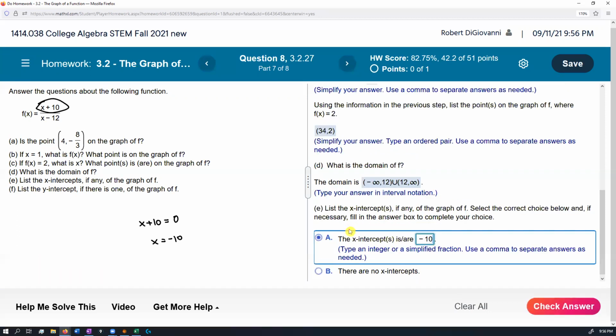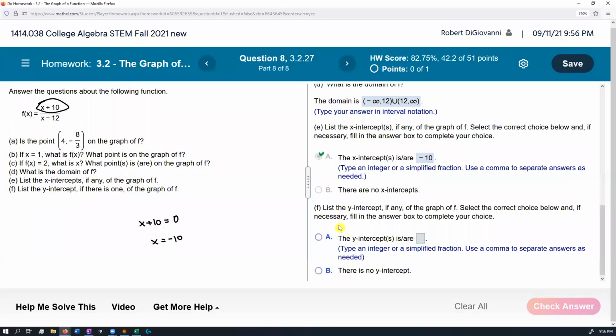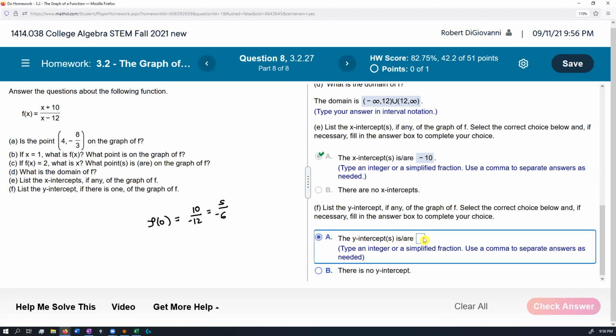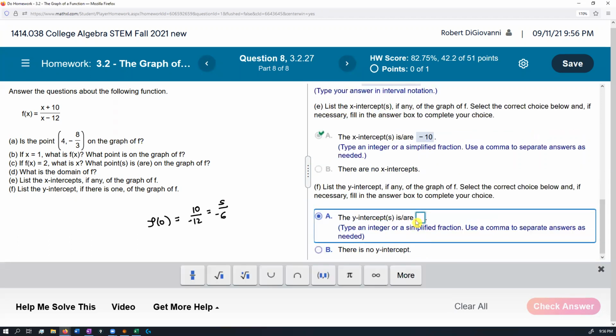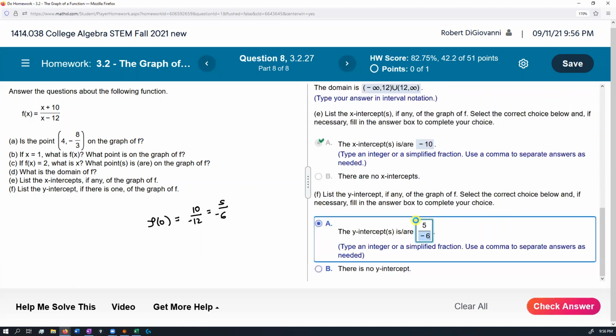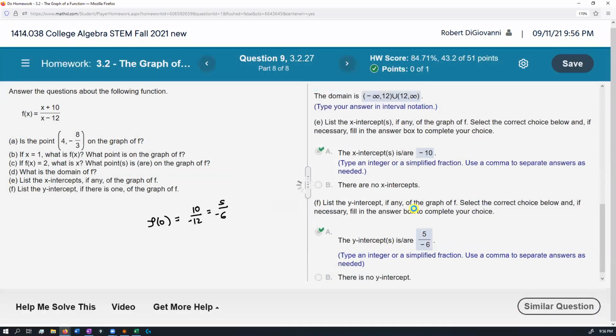Okay, list the y-intercepts. So to find the y-intercept, that's a little different. All we do there is plug 0 into the function. We plug in 0, we get 10 on top and negative 12 on the bottom. That reduces to 5 over negative 6. So the y-intercept is 5 over negative 6.